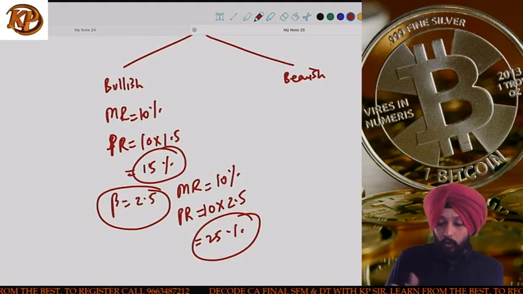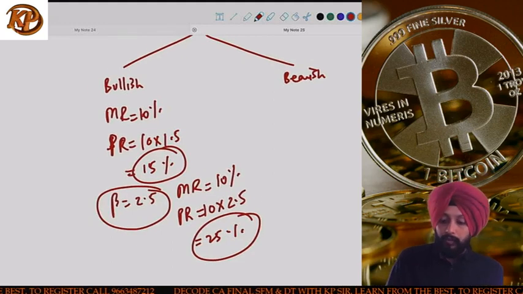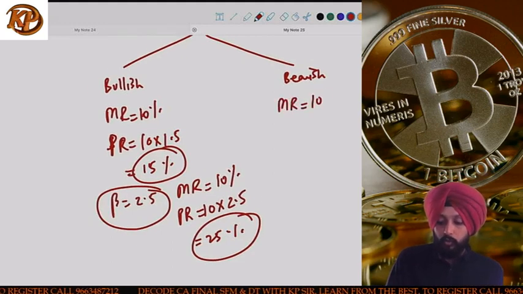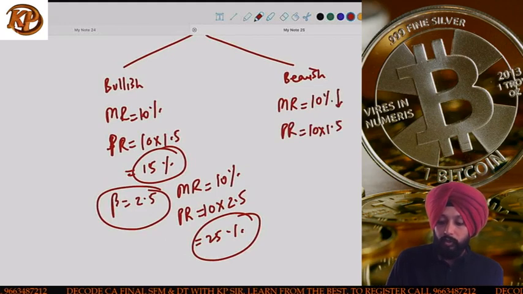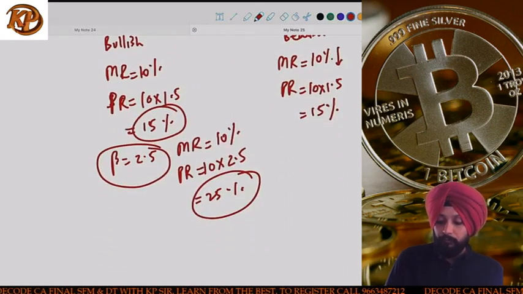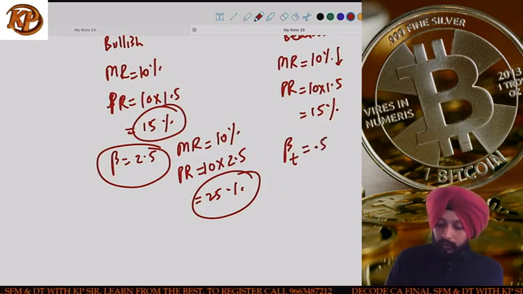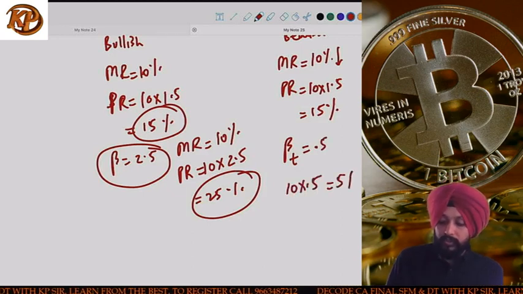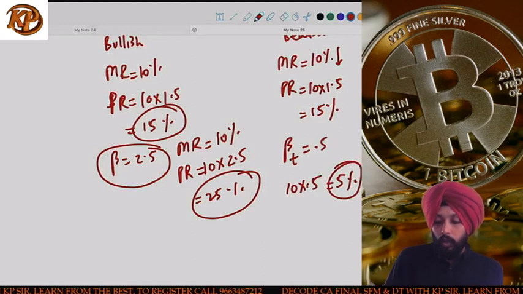Okay, and on the contrary, if we are bearish about market, then what we are worried about is that if market return goes down by 10%, then my portfolio return can go down by 10 into 1.5, which is 15%. So in this case, existing beta is 1.5. Maybe I'll try to take my target beta to 0.5. If I can do that, then in that case I will only lose 5% on my portfolio and not 15%.